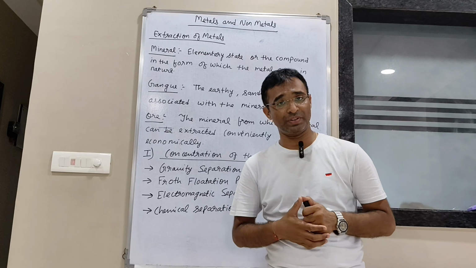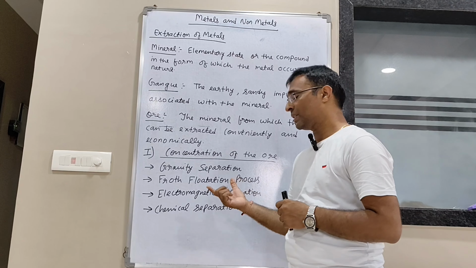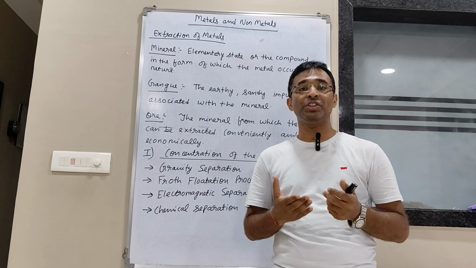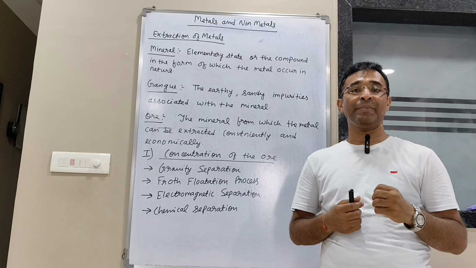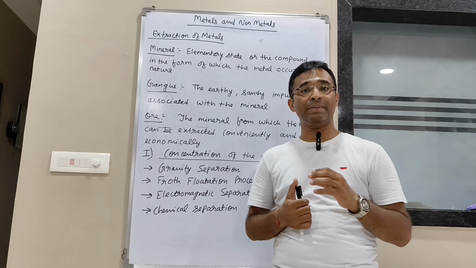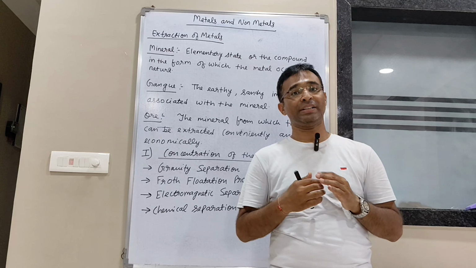Second is froth flotation process. In froth flotation process, basically froth is formed. Froth का मतलब होता है झाग. ओर के अंदर ऑयल मिक्स करके शेक किया जाता है, कंप्रेस्ड एयर पास करी जाती है, उससे एक फ्रॉथ बनता है और हैवी इम्प्योरिटीज सेटल डाउन हो जाती है.